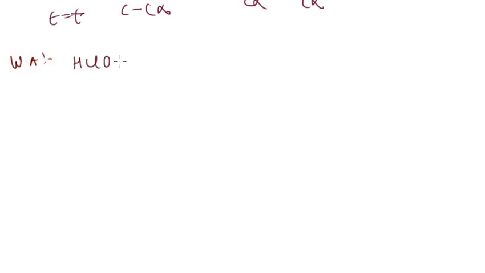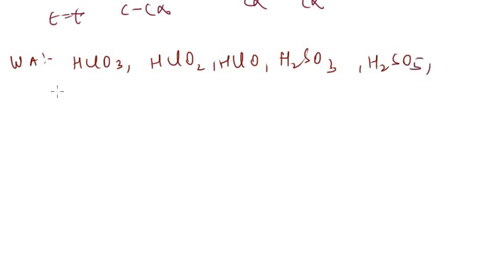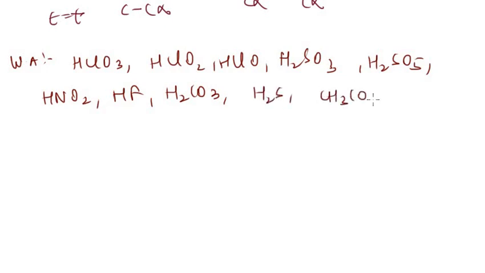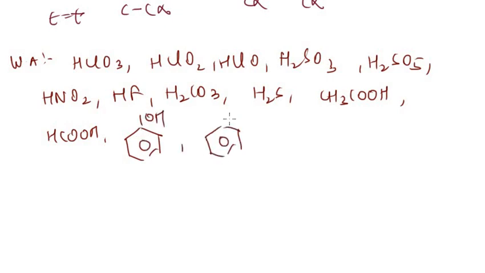Like HClO3, you can take HClO2, HClO, H2SO3, H2SO5, HNO2, HF, H2CO3, H2S, acetic acid, all the types of carboxylic acids, formic acid, phenol, benzoic acid, all the remaining, etc.